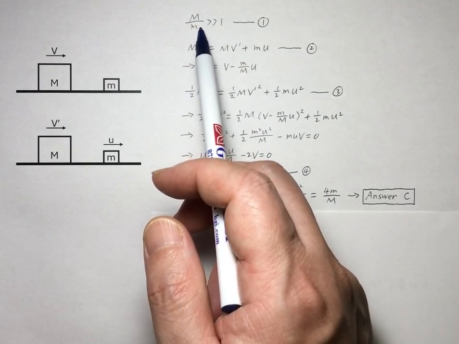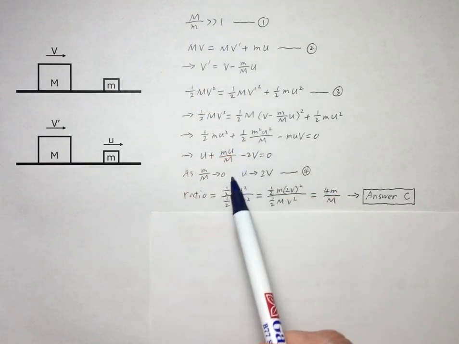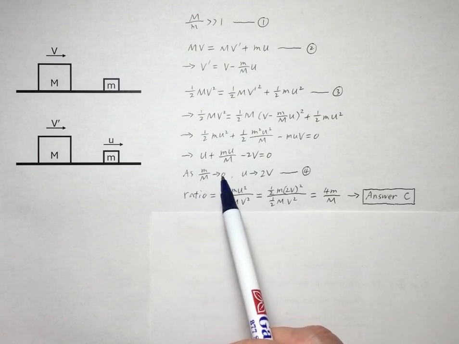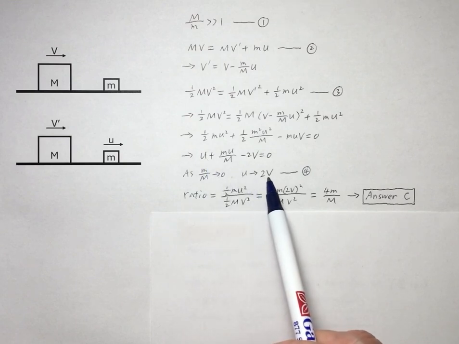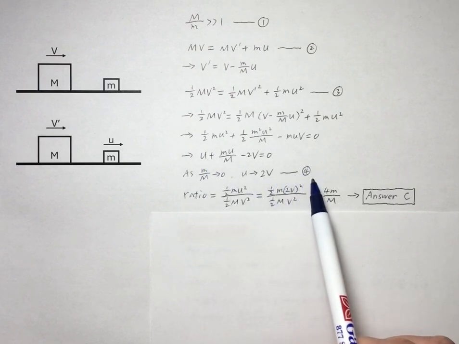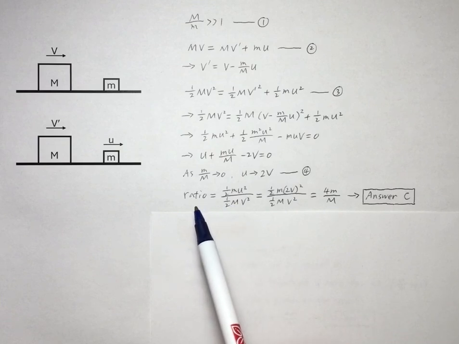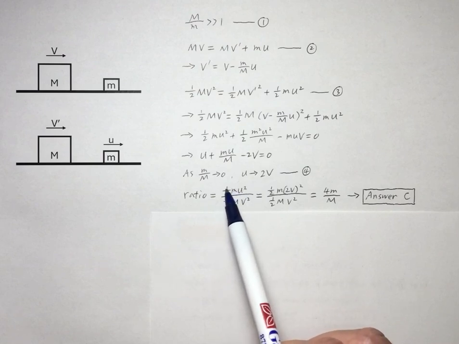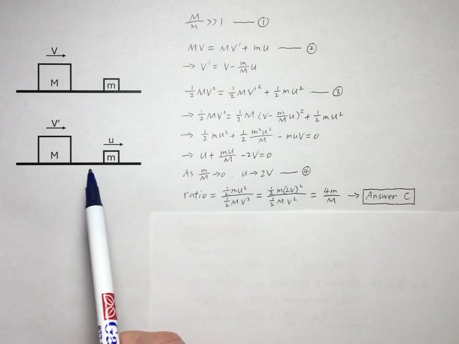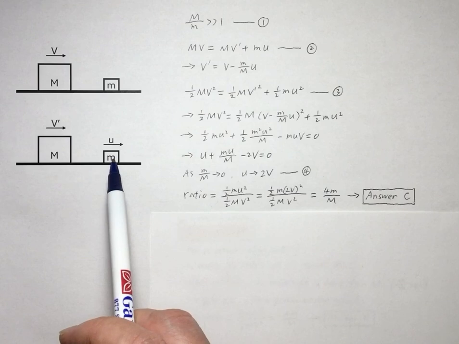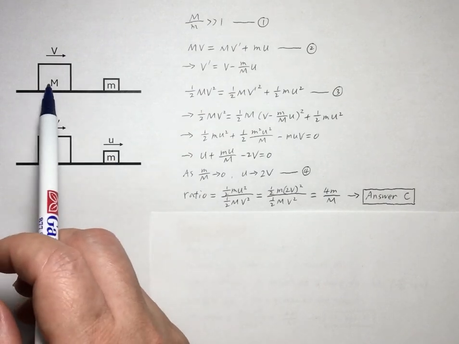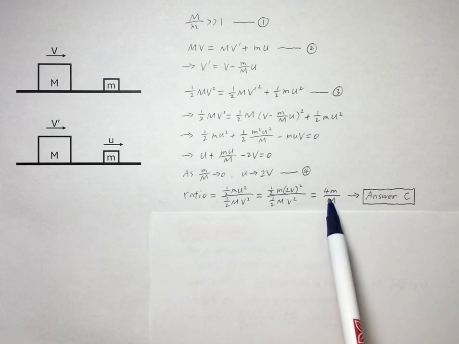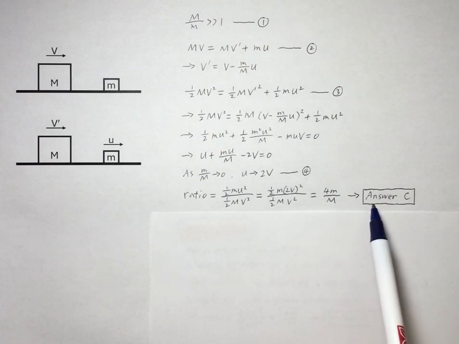Because we know capital M over lowercase m is much larger than 1, lowercase m over capital M approaches 0. So u approaches 2v. This is equation 4. Now we can calculate the ratio between the two kinetic energies. The ratio of the kinetic energy of the lighter object to the kinetic energy of the heavier object is this. Then we can calculate the answer will be 4 lowercase m over capital M, which is answer C.